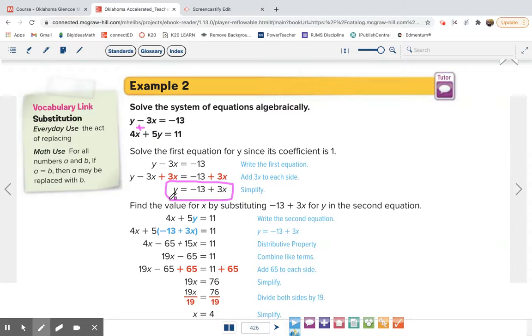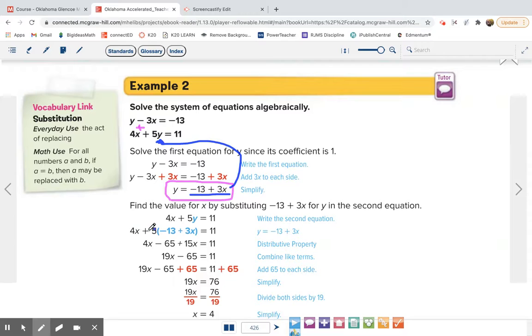Okay, I haven't done anything yet. All I did was solve one of them for y. Now this is where the word substitution really comes in, because I'm going to take what it says y equals, so -13 plus 3x, and I'm going to plug it in for y on the other equation. Okay, this is why I draw arrows, because here in a second it'll help. So I'm going to rewrite this equation, 4x plus 5y, but instead of y, in parentheses, because that means 5 times y, I'm now going to have all of this.